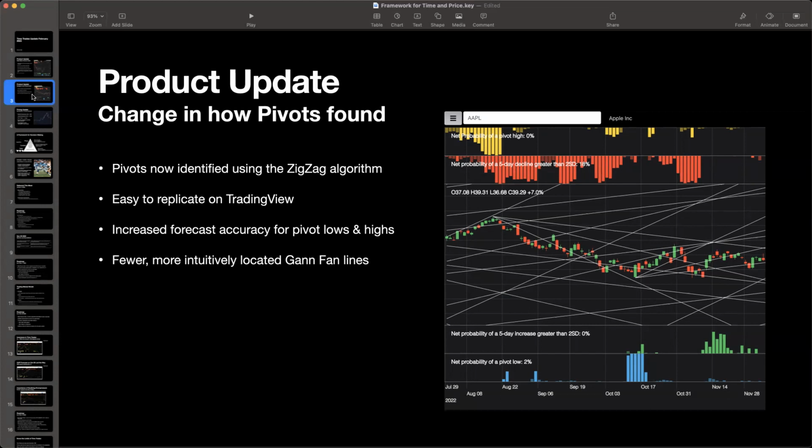It also has another benefit because there are fewer Gann fan lines. The Gann fan lines are automatically anchored to the pivots that are discovered. So there's fewer of them, which makes the chart easier to read when the Gann fans are turned on. And they're also more intuitively located. Previously, some of the Gann fans were anchored in some strange spots, let's put it that way. So the anchor points for the Gann fans are now in more intuitive locations. Okay, so that's the second product update.